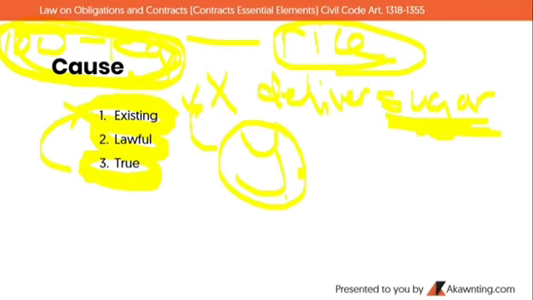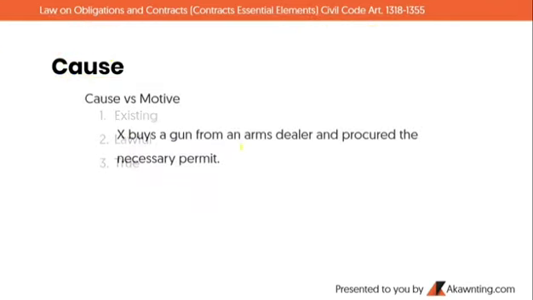Okay? So that is the difference between number 1 and number 3. Existing, the cause must be existing, and number 3, the cause must be true, not false. Okay? So ayan. Next. Last, punta tayo sa last concept under cause. Cause versus motive. So, nabanggit natin yung motive. Ano ba yung motive? In Tagalog, motibo.